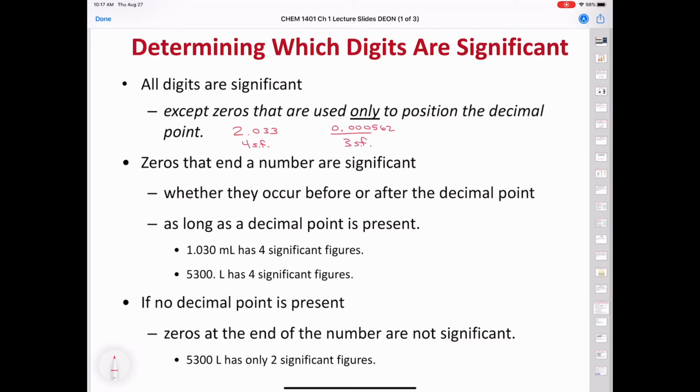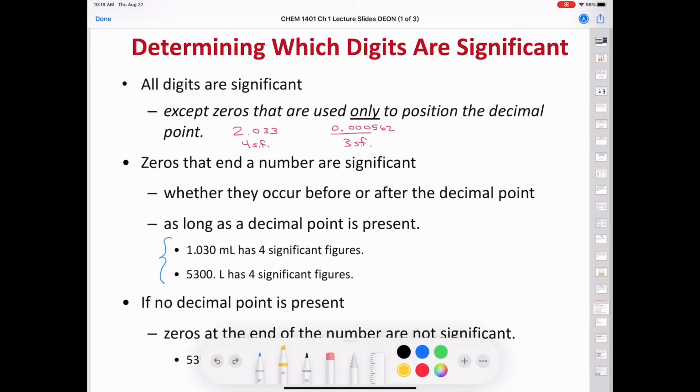A complication can arise when zeros end a number. Now, zeros that end a number are significant whether they occur before or after a decimal point, as long as a decimal point is present. Let's take a look at these examples here. 1.030 milliliters has 4 significant figures because both of the zeros come after a decimal point.